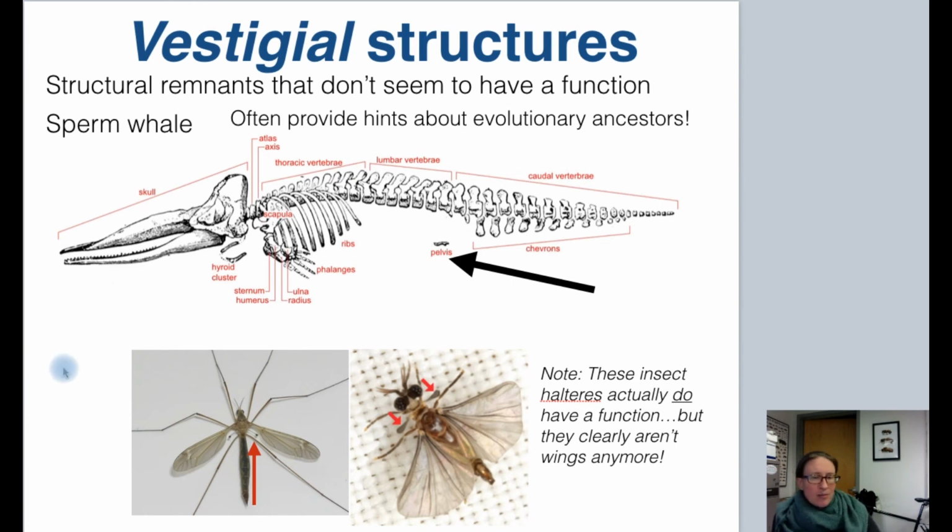We will draw a similar inference for insect groups that have these halteres instead of full wings. That suggests that the ancestor of these insects must have been a type of insect that did have two sets of wings, not just a single set. In reality, the halteres actually do have a function, but they're definitely not wings anymore. So from an evolutionary standpoint, we'd think of those as being vestigial.